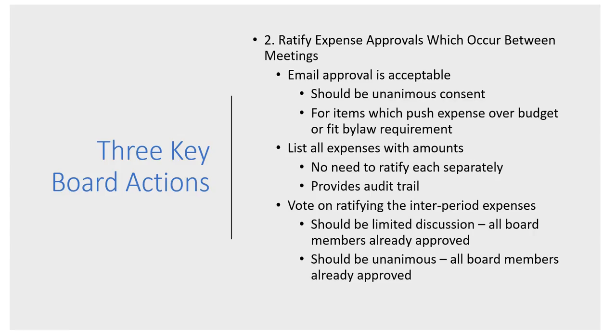The second key step to take is ratify the expense approvals that happen between meetings. In almost every jurisdiction, email approval by the board of appropriate expenditures, those that in the bylaws are required to have board approval, such as maybe any one expense over $2,500 that is not part of a pre-approved contract, or maybe you're over budget in a category, so you're voting on each one of those individually.